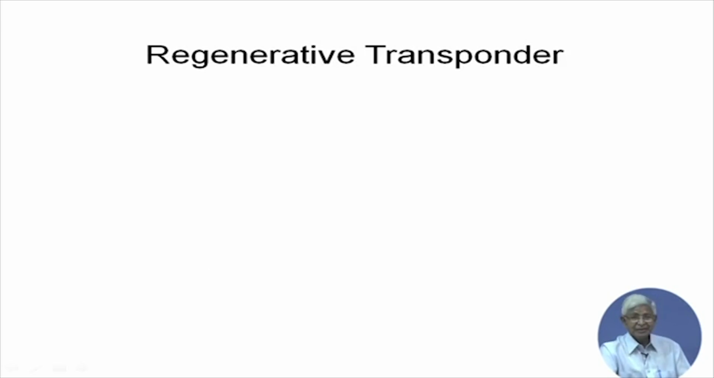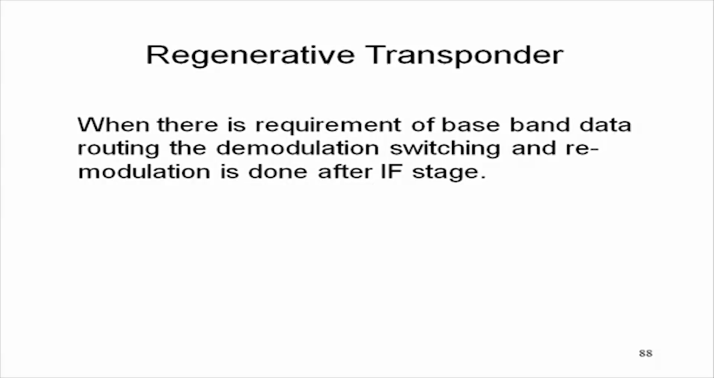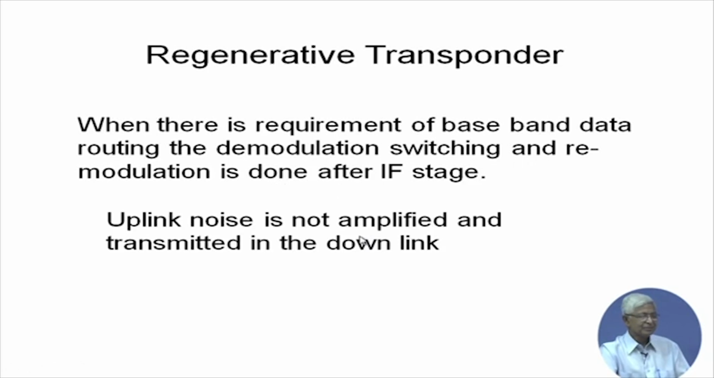It can be regenerative also. The signal can be demodulated and regenerated. So, it is called a regenerative transponder. That is another form, used when the baseband data has to be extracted and then routing is done through the switching. So, after demodulation, switching is done and remodulation is done after the IF stage. So, this is much more complex.